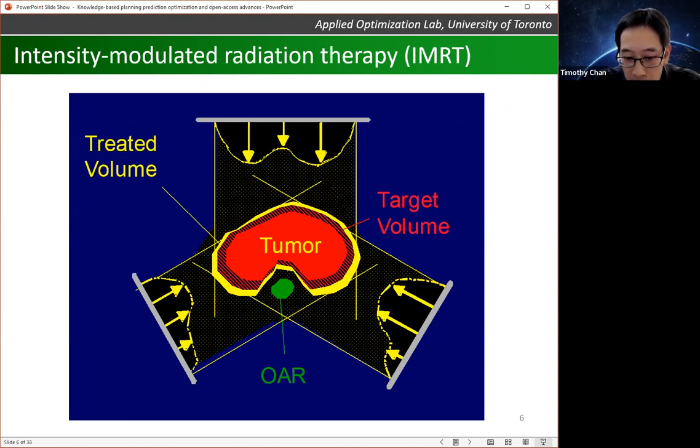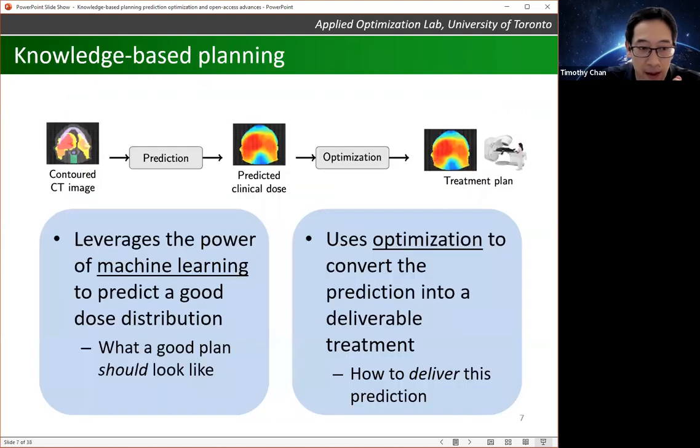And then where this field moved to over the last 10 or so years is around what we call knowledge-based planning, to try and avoid this iterative process of planning and replanning, but to try and do it in one shot, mostly in one shot, okay? And so here, the linear approach that has been proposed looks something like this. So we still need to contour the image. We still need to identify where all the structures are.